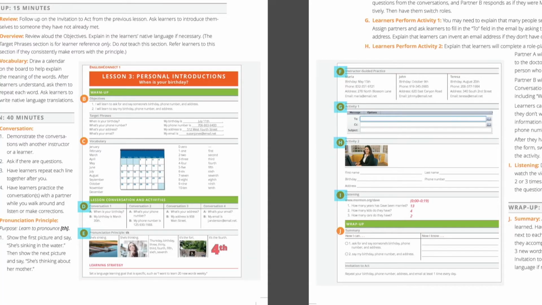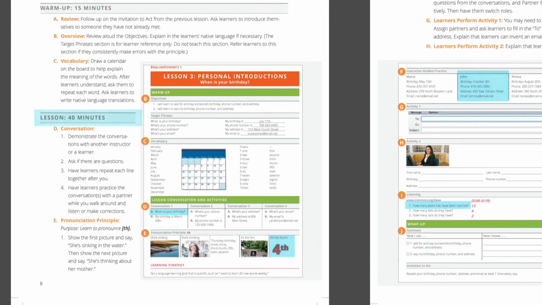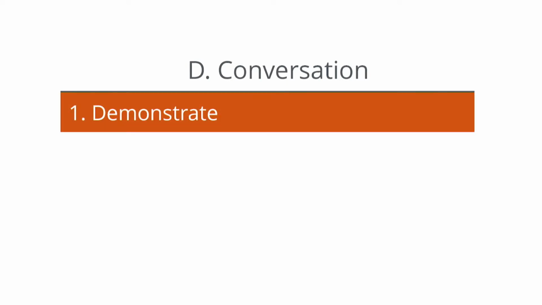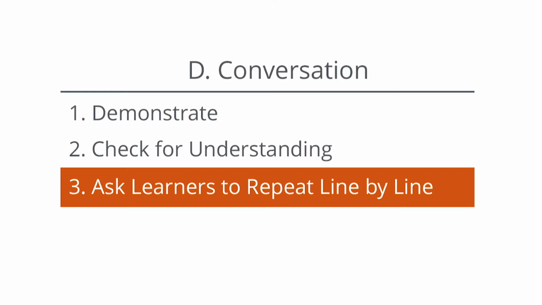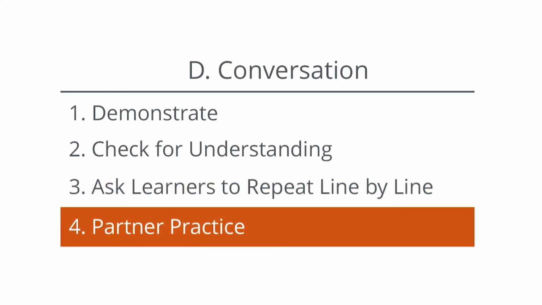The next 6 activities will be covered during the main part of the lesson. The new vocabulary from the warm-up will be included in the main lesson, so the words become more meaningful as they practice. The main lesson should take about 40 minutes, so it will be necessary to set time limits on each exercise. The conversation activity starts with a demonstration for the learners. After the demonstration, check for understanding with the learners. Then have the learners repeat the conversation line by line. Finally, have the learners practice the conversation with their partners.